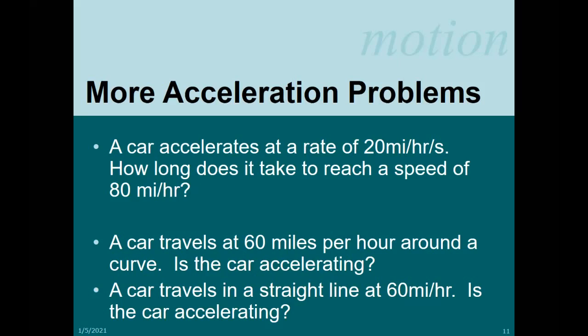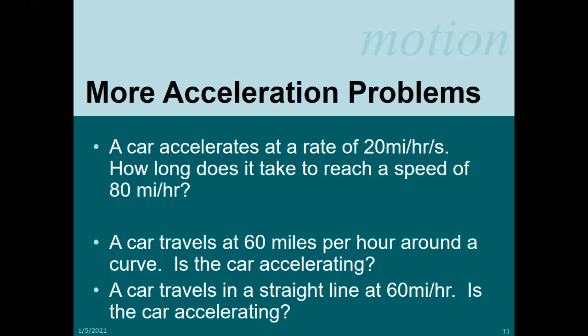A car travels at 60 miles per hour around a curve. Is the car accelerating? Yes or no, and why? And then a car travels in a straight line at 60 miles per hour. Is the car accelerating? Yes or no, and why? Pause the video here and try and solve this problem.